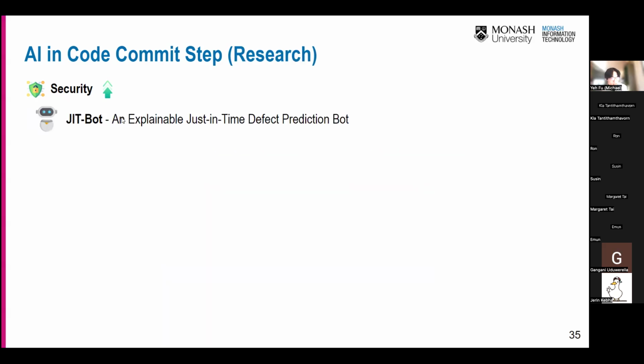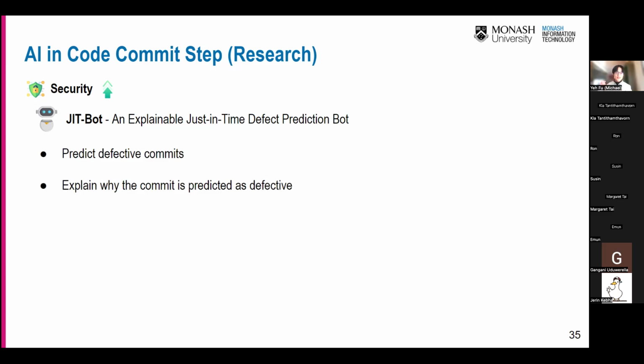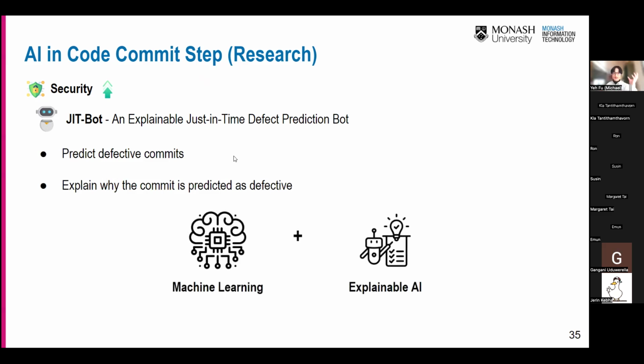And next, I want to introduce another research, which is JIT-bot, an explainable just-in-time defect prediction bot. This is one of Dr. Claus' research as well. What this JIT-bot does essentially is predict defective commits and then explain why the commit is predicted as defective. It's done by machine learning plus explainable AI. Explainable AI is techniques used to explain why the machine learning model generates such a prediction. So let's see the example together.